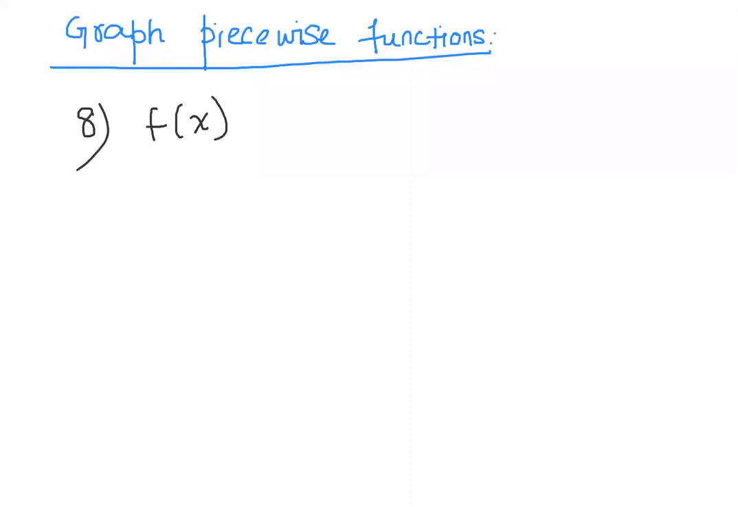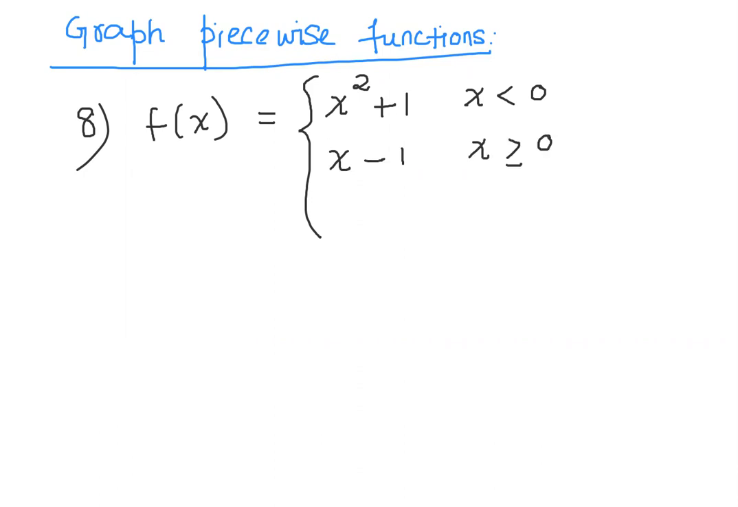So let's take problem number 8. We are given two functions: x squared plus 1, where x is less than 0, that means for all the numbers less than 0, this is the function we are going to use. And next one is x minus 1 for all the numbers greater than or equal to 0. So first we are going to learn how to evaluate the function for the given values of x, and then we are going to learn how to graph.